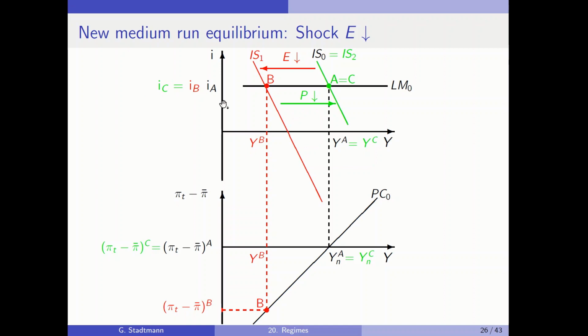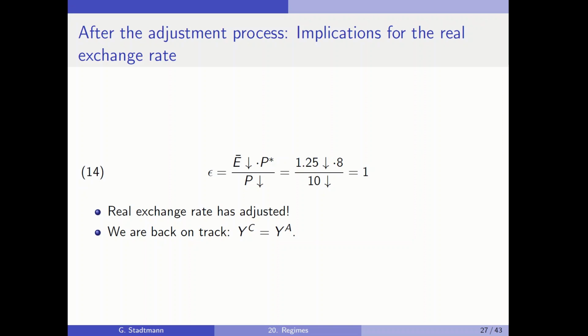The nominal exchange rate has not changed, and also the inflation rate is back on track. The inflation rate is once more equal to the inflation target, so that the inflation rate in situation C is also equal to 0. So after the adjustment process has taken place, the real exchange rate once more is at the level of 1.